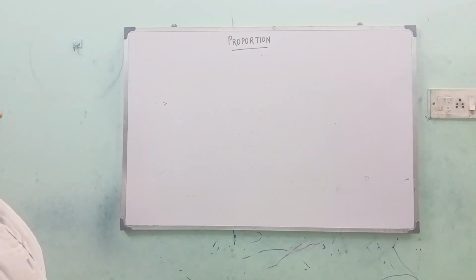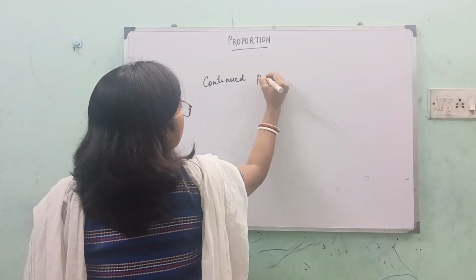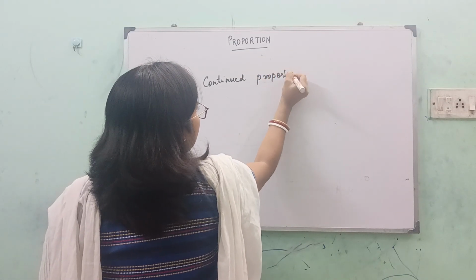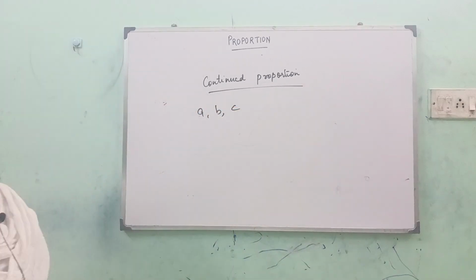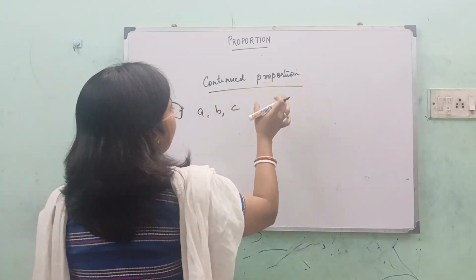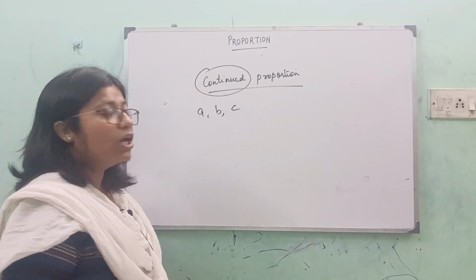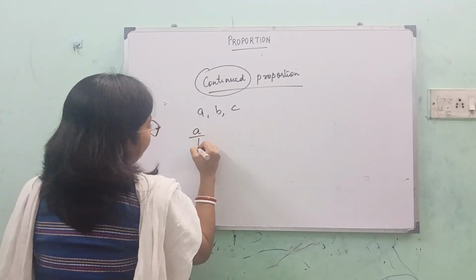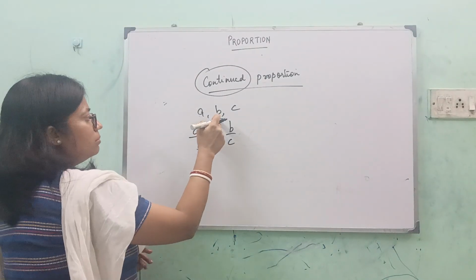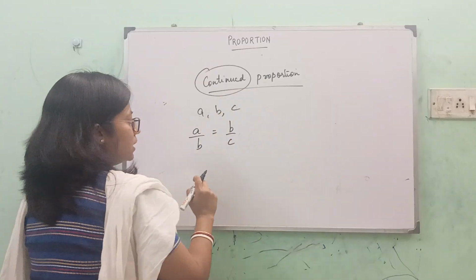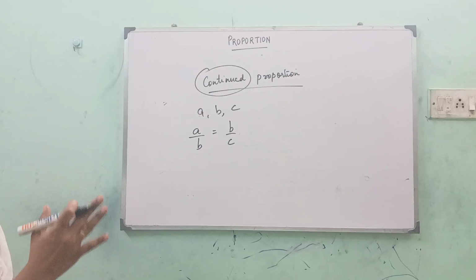Now coming to continued proportion. Here we deal with three quantities A, B, C. Now what is continued proportion? The word continued will give you a hint that there is a continuation of something. If the ratio of the first and the second term is equal to the ratio of the second and third term, you can see B is continued, then such a kind of proportion is called continued proportion.